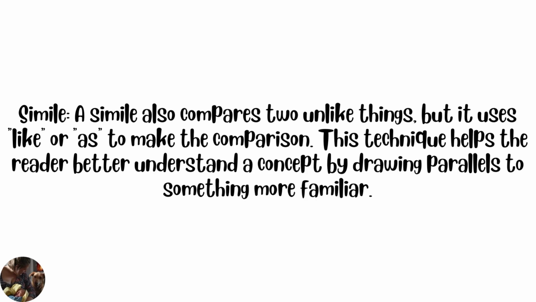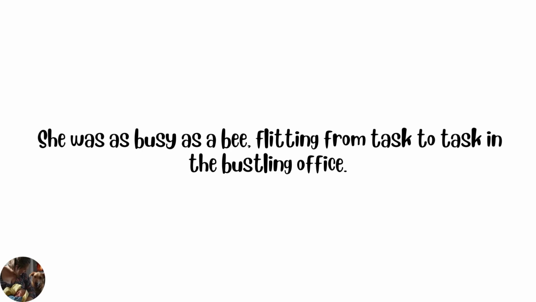But similes are still an important technique, and they compare two unlike things, but they use as or like to make that comparison. So this technique helps the reader to better understand a concept by drawing parallels between something more familiar. So you might say, for example, she was as busy as a bee, flitting from task to task in the bustling office. You aren't saying that she is literally like a bee, flitting around. She's not grown wings, and she's not gone all fluffy and stripy. But we are familiar with the busyness of a bee, and it helps us to understand that.